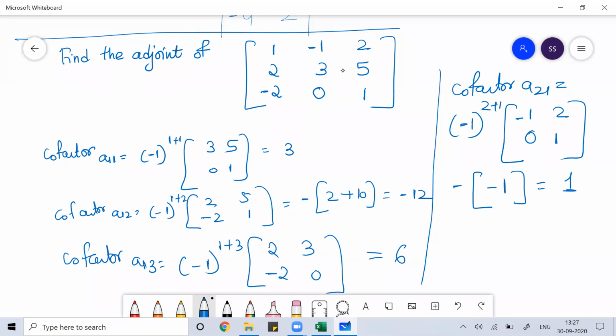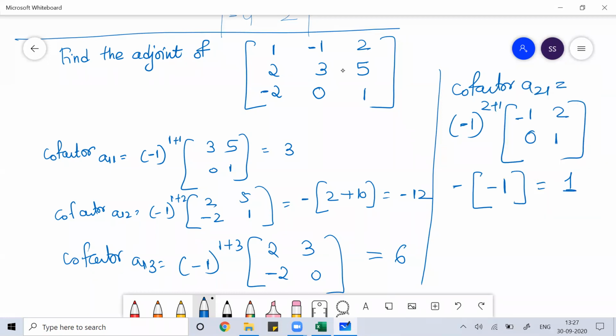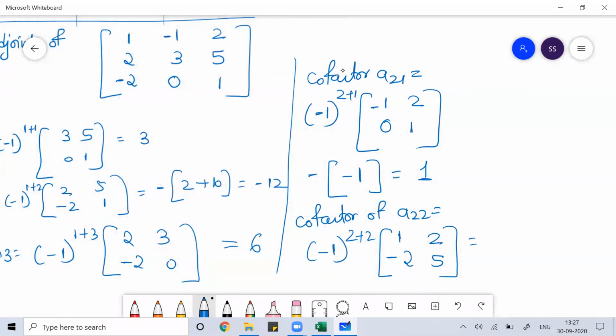Any doubt, anyone? So then find the cofactor of A22. The cofactor of A22 is minus 1 to the power 2 plus 2. Ignore that row and column, minus 1, minus 2, and then 2 comma 5. So you'll get 5 plus 4, 9.